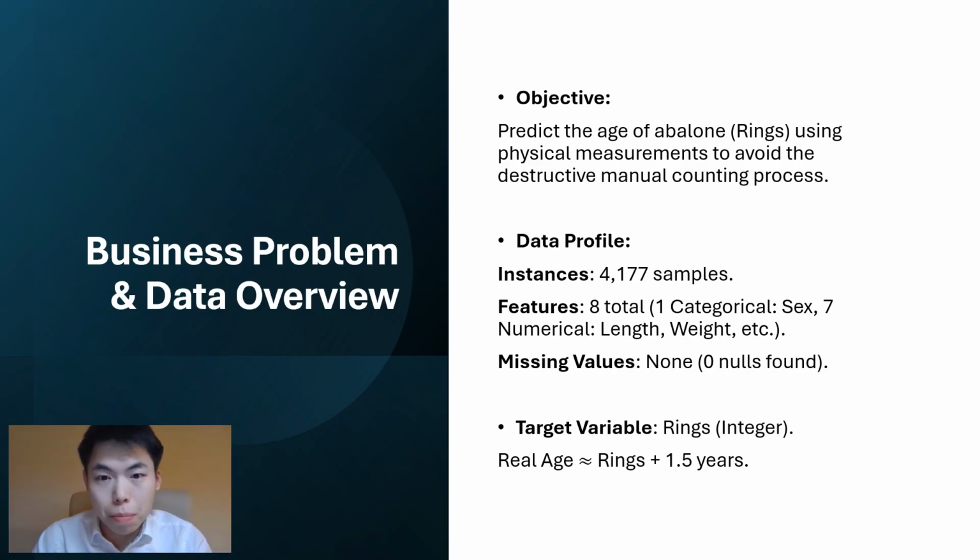First, what is the business problem? Abalones are valuable seafood and knowing their age is important for farming. But the traditional way to find the age is difficult: you have to cut the shell and count the rings under the microscope. This is slow and it kills the abalone. So I want to predict the age using only physical measurements like weights and lengths, and this way we do not need to kill them. I use a dataset with over 4,000 samples. The target I want to predict is the number of rings.